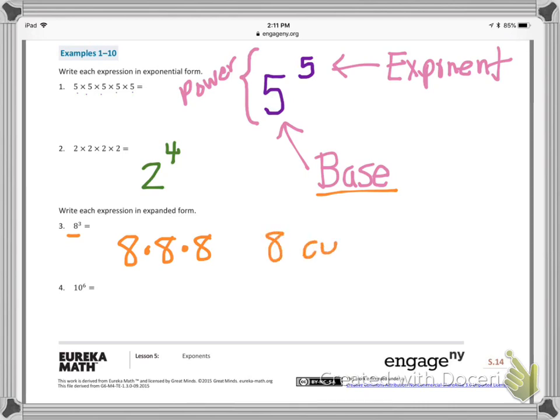8 cubed. All right? Next, number 4. The number that is being repeatedly multiplied is a 10. And I'm multiplying 6 of those together. So there's 2, 3, 4, 5, 6. 6 tens multiplied together, that is 10 to the 6th power. And I've just changed from exponential form to expanded form.